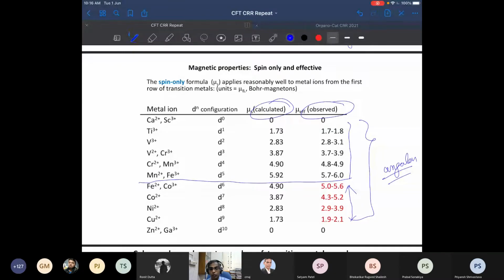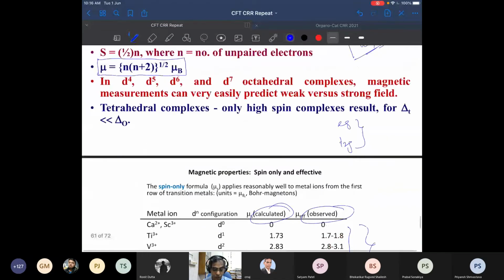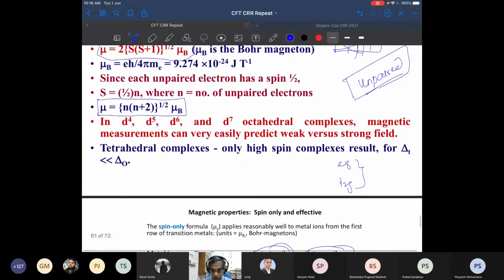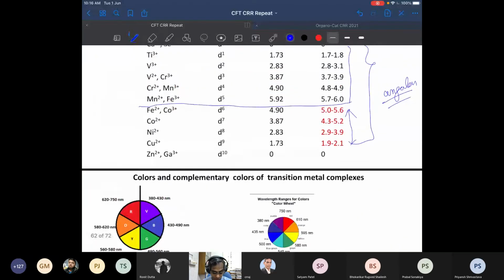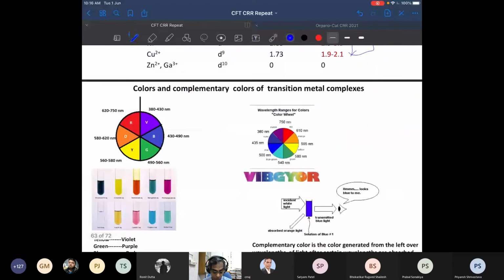So what simply do you have to know? You need to know the d electron configuration, what ligands are coordinated to the metal center, and whether it is low spin or high spin. Find out the unpaired electrons, then apply the equation, which is the square root of n into n plus 2, where n is the number of unpaired electrons. From there, you calculate your magnetic moments. That's all about the magnetic moments.